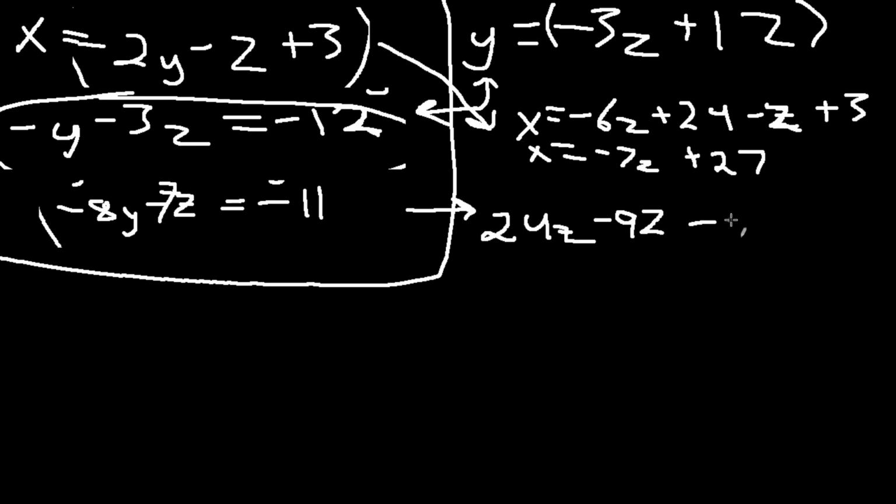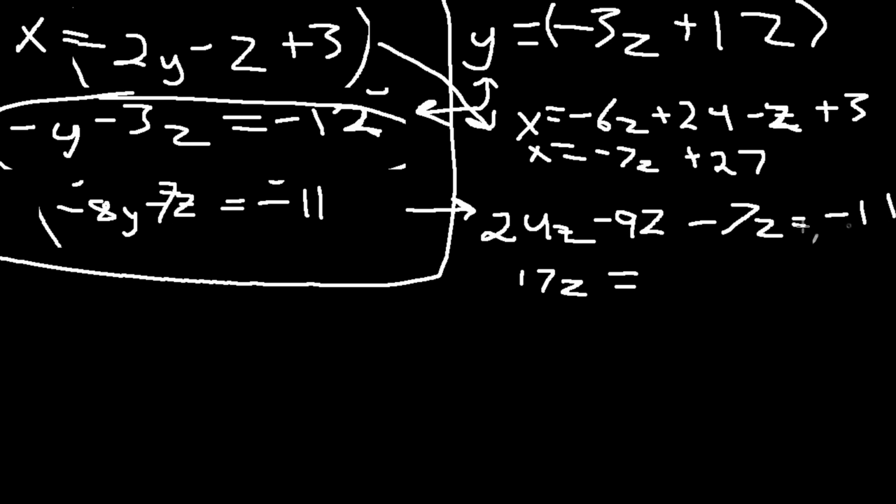And then it was minus 7z equals negative 11. So we can combine up the like terms here. Well, let's just make sure this works. We get a 24z and a negative 7z. So we basically subtract 7z off of that, and we end up with a 17z. And we're going to add 92 to this other side. So it's basically going to be 17z equals, let's see, what is 92?